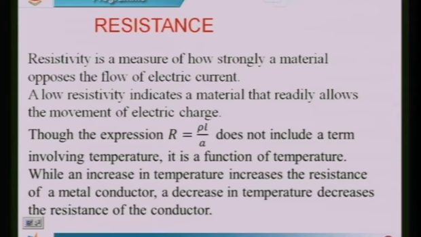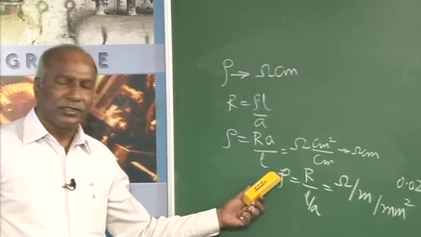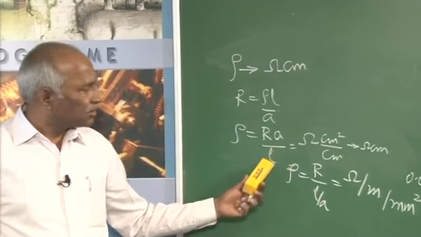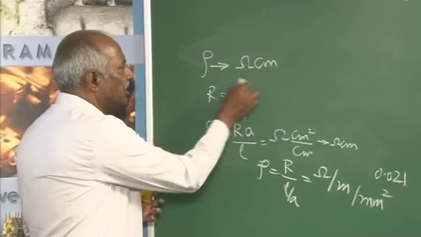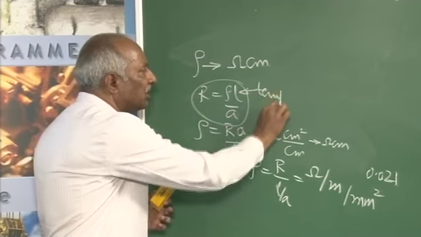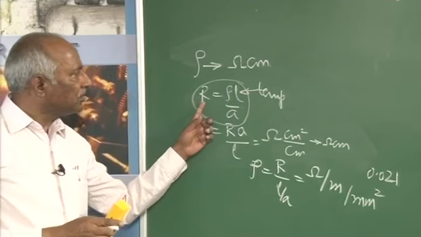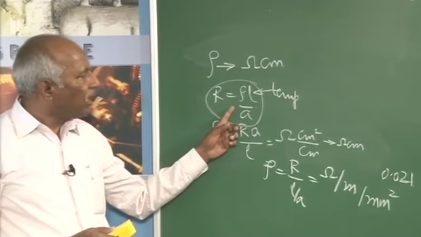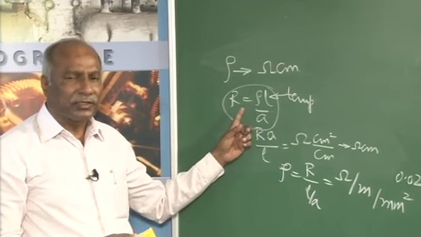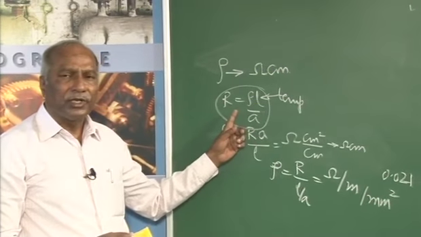And when it comes to resistivity, the lesser the value of resistivity, the more the conductivity. That means the opposition offered will be less. Though this expression does not include the term representing the temperature, the resistance depends upon the temperature. As the temperature increases, the resistance also increases in case of metals, and decreases as the temperature decreases.